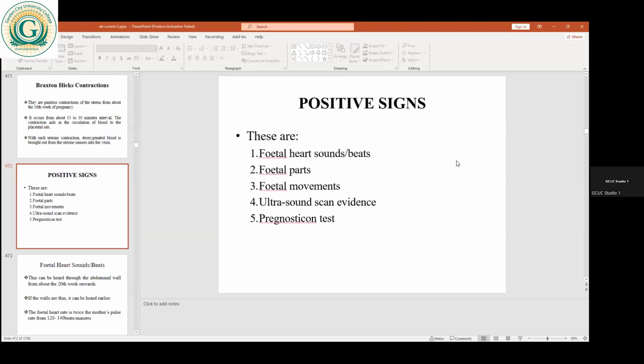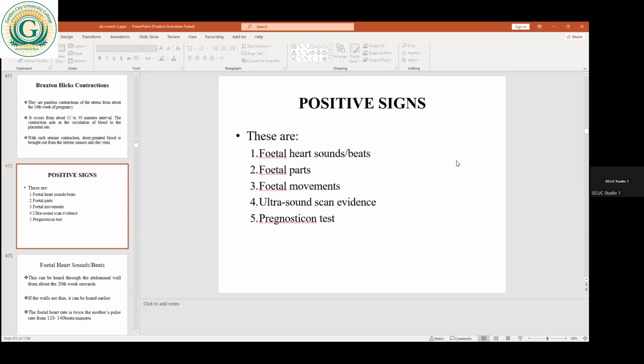But this fetal heart rate, fetal parts palpated, fetal movement felt by the mother, ultrasound scan evidence, and prognostic test. All these tests indicate that the woman is pregnant.